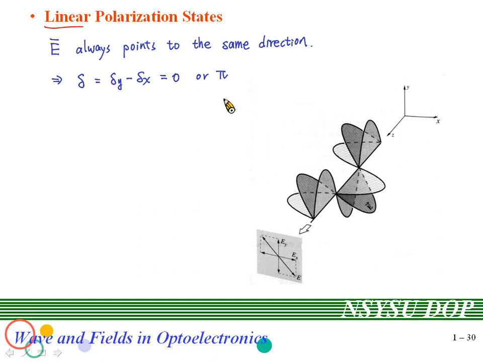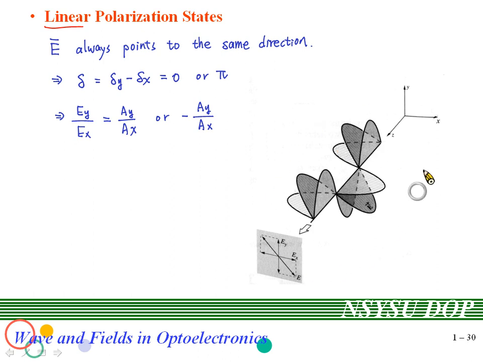For such kind of condition, we can find out the ratio of Ey over Ex equals Ay over Ax. This means that the phase of these two components are the same, so the ratio of these two components is equal to the ratio of the amplitudes of these two components. Or the ratio will be minus Ay over Ax, which corresponds to the condition of the phase difference being pi.